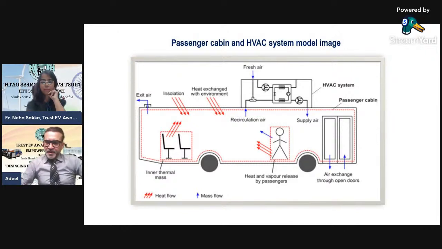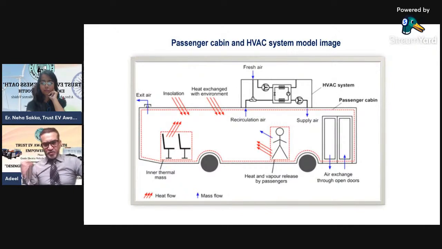This figure is showing you the heat flow and the mass flow. Inner thermal mass, then insulation is required, which you can see on the top of the bus. Then exit air is also there on top of the bus. Heat exchange with environment, top of the bus. Fresh air is coming. Then the recirculation of the air is happening. This is the HVAC system. The passenger cabin is there. Air exchange through opening the doors. When you open the door, there is an air exchange.